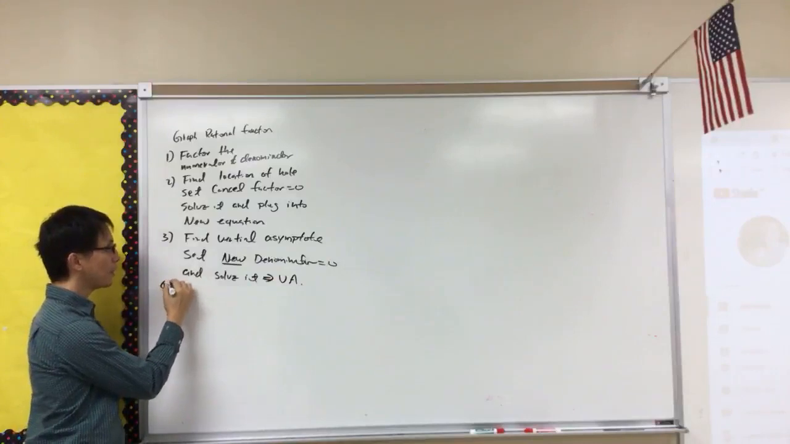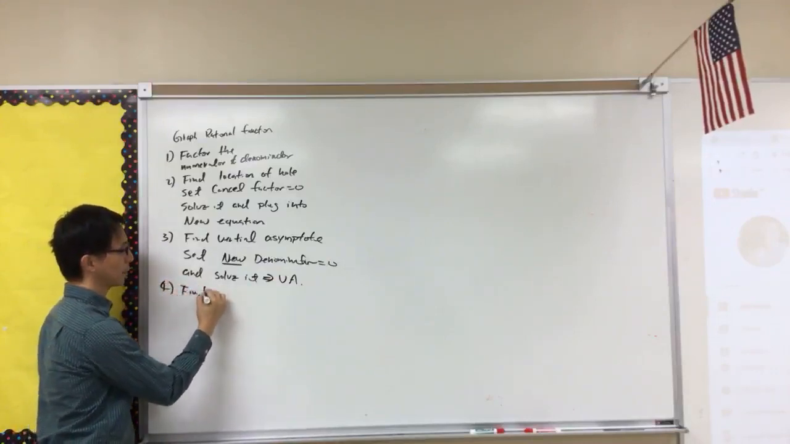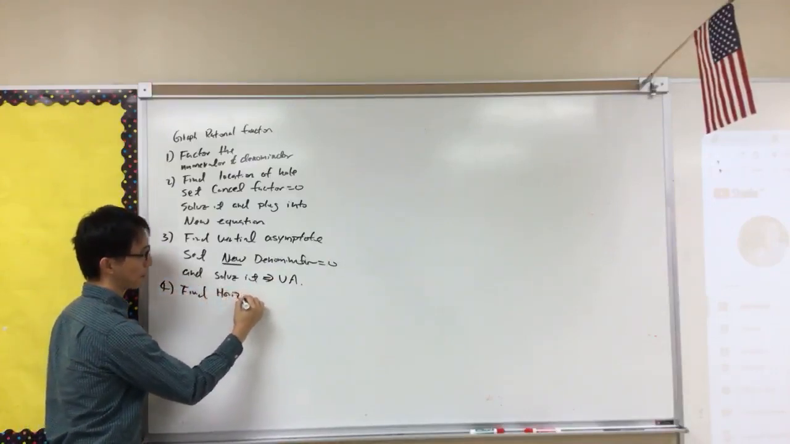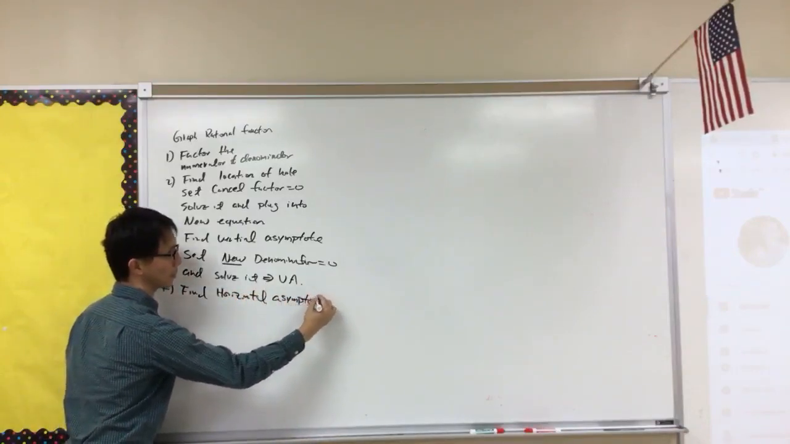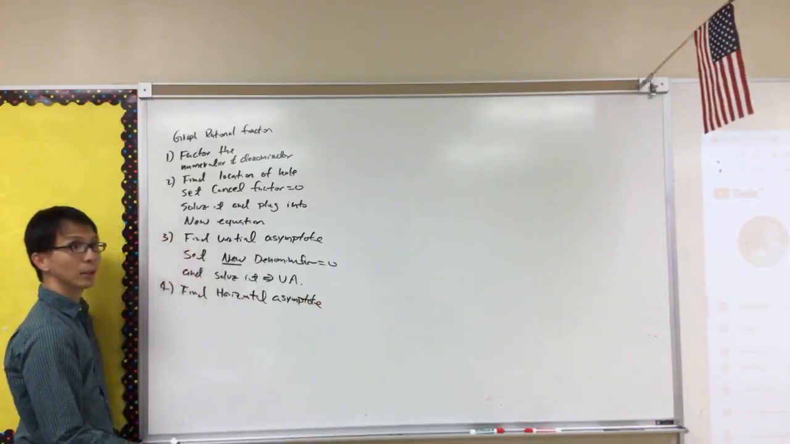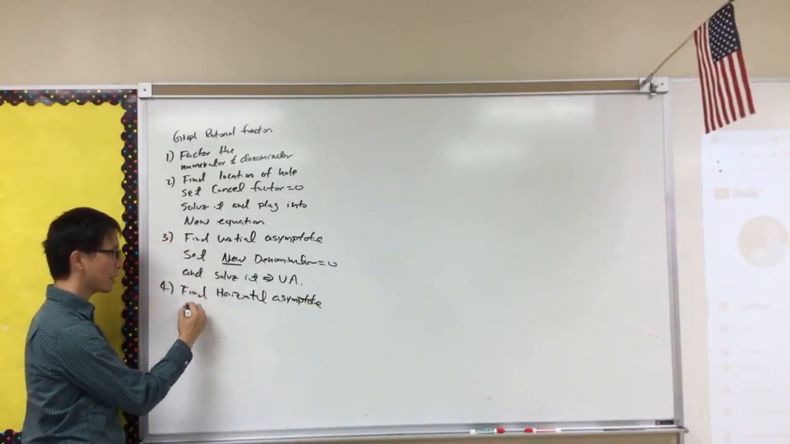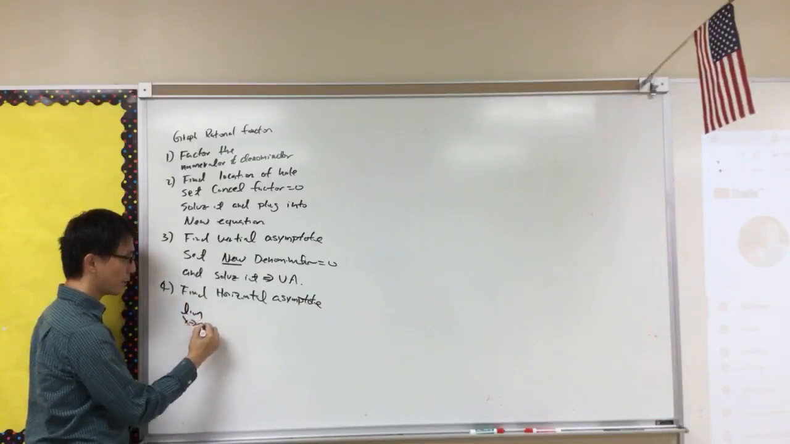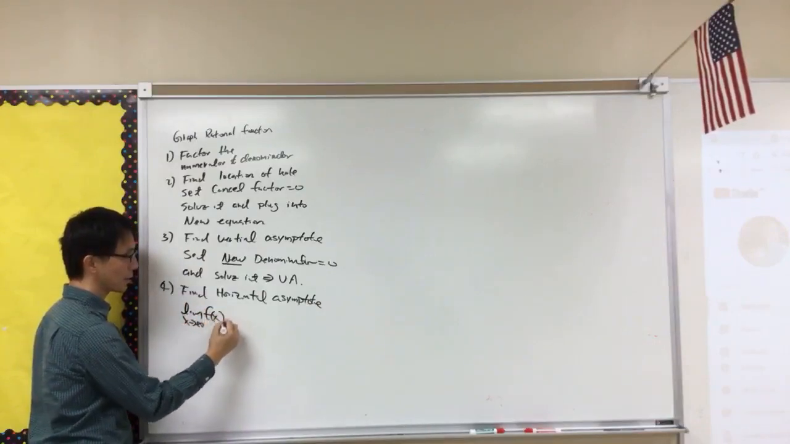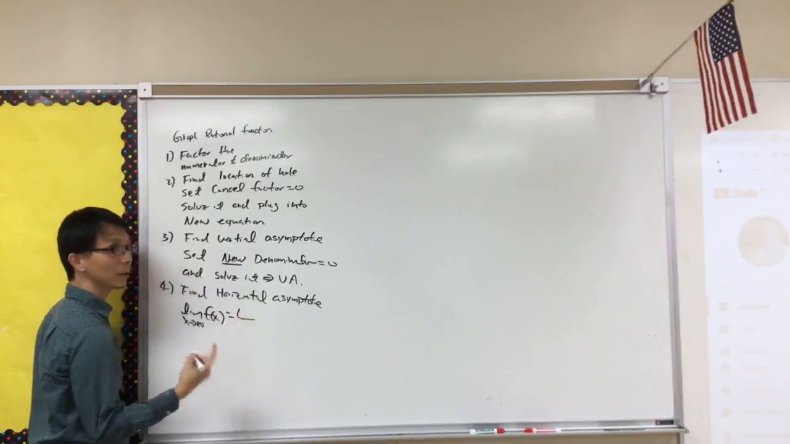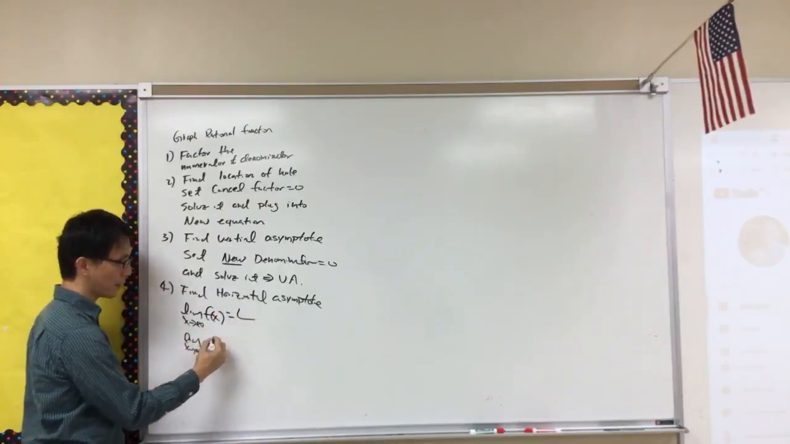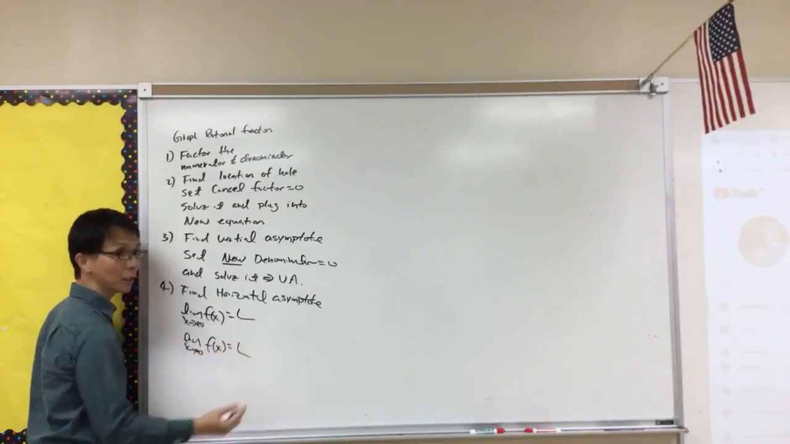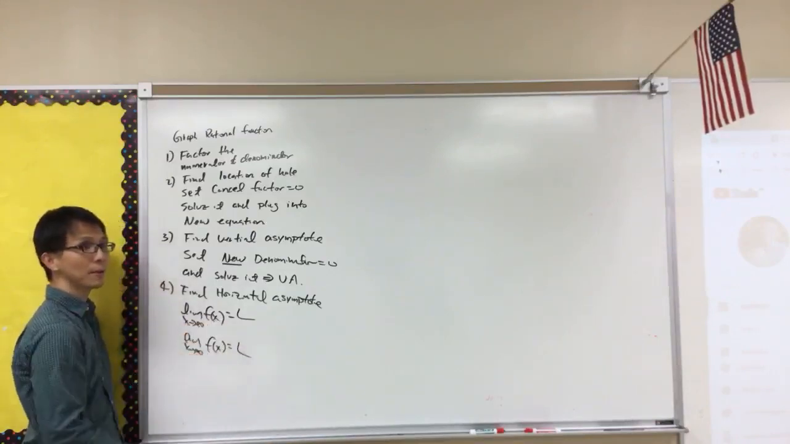The fourth step is to find the horizontal asymptote. Finding the horizontal asymptote is the limit as x approaches infinity of f(x) equal to some type of number. Sometimes we have that some number. The limit as x approaches infinity of f(x) equals L. We're going to talk about these two things more extensively.